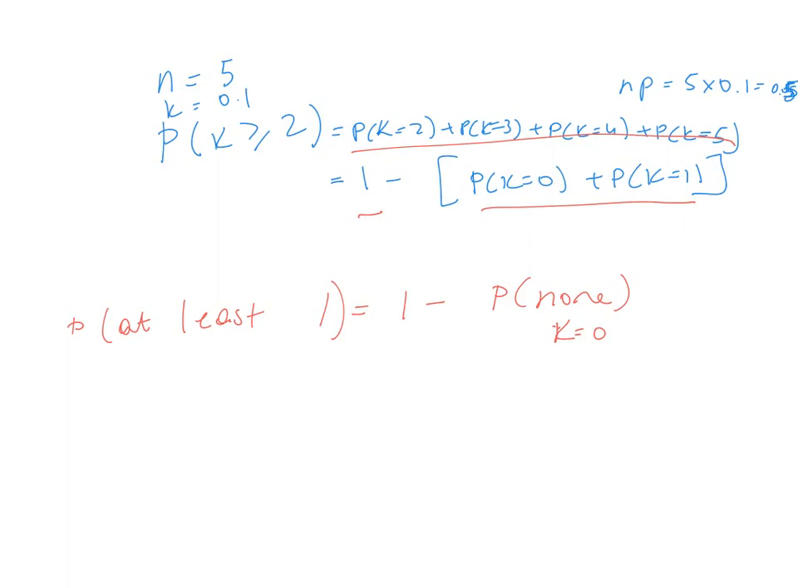So if you ever see at most or at least, just check the conditions and then use the normal approximation if you can, because that might be less work. And if you can't, then you're going to have to do it the other way around.